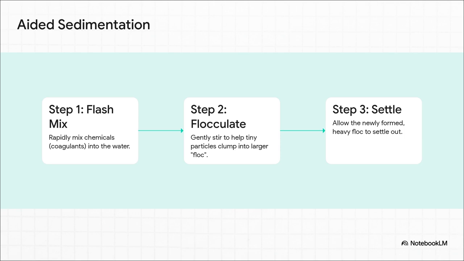This is basically a 3-act play. First, we have flash mixing, where we dump in some chemicals called coagulants and mix them up really fast. Second is flocculation, where we gently stir the water to encourage all those tiny particles to start clumping together into bigger chunks we call floc. And finally, it's back to sedimentation, but this time we're letting that heavy, newly formed floc settle out.